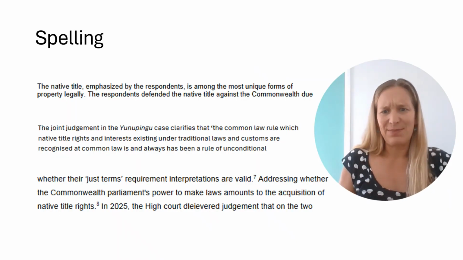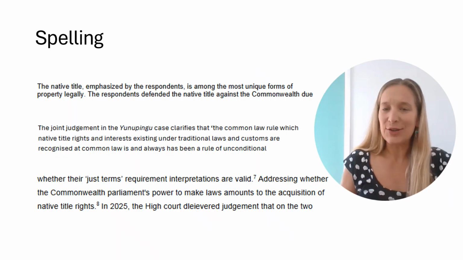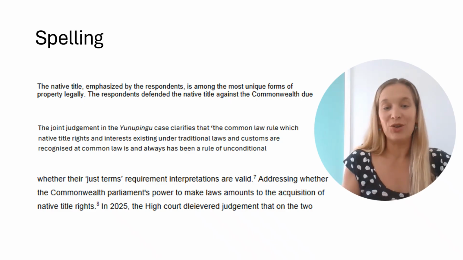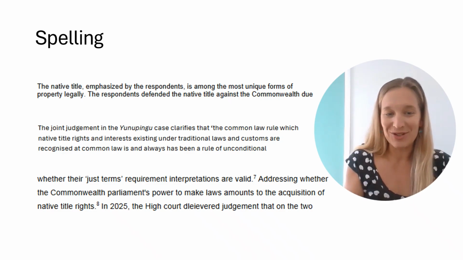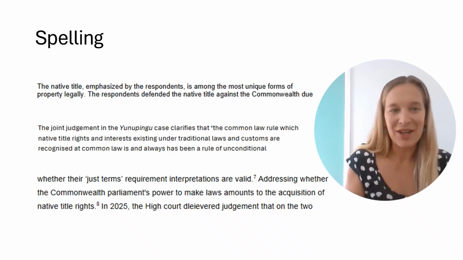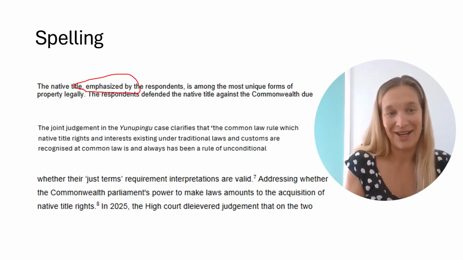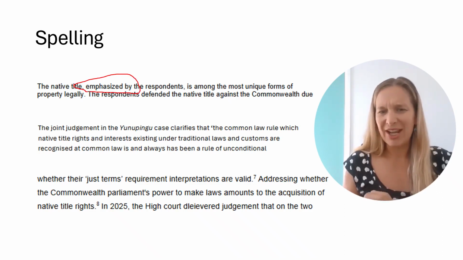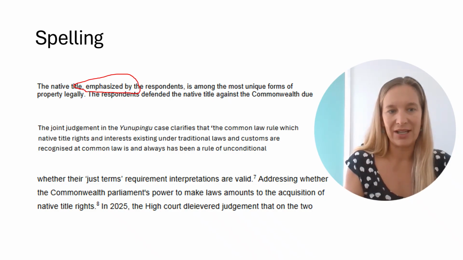The first thing is spelling. Oh my gosh. All right, so you want to make sure that you're using the appropriate spelling for your jurisdiction. So in Australia, that would be Australian English. So what we don't want is to see American spelling, like this example here. We also want to check key legal terms to make sure that they're spelt correctly as well.